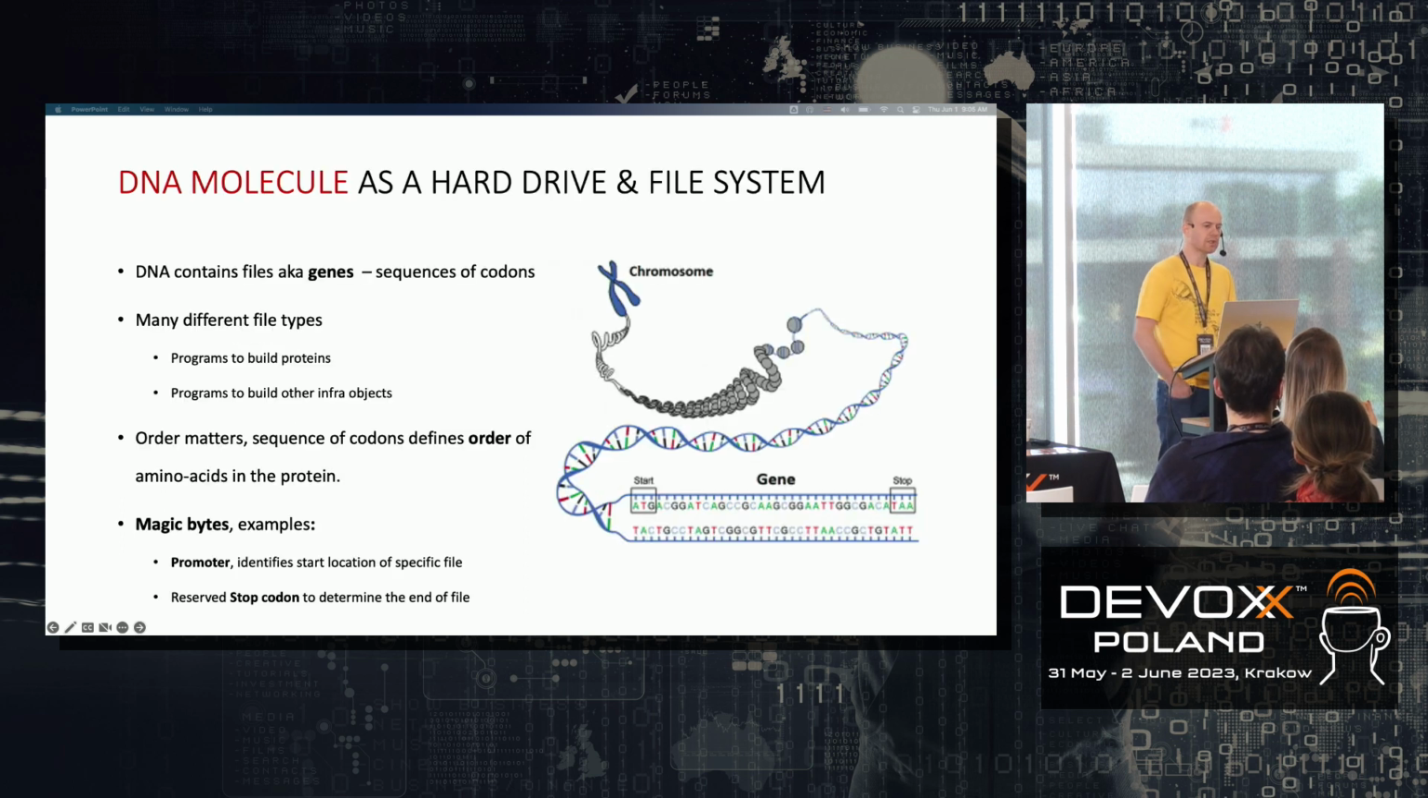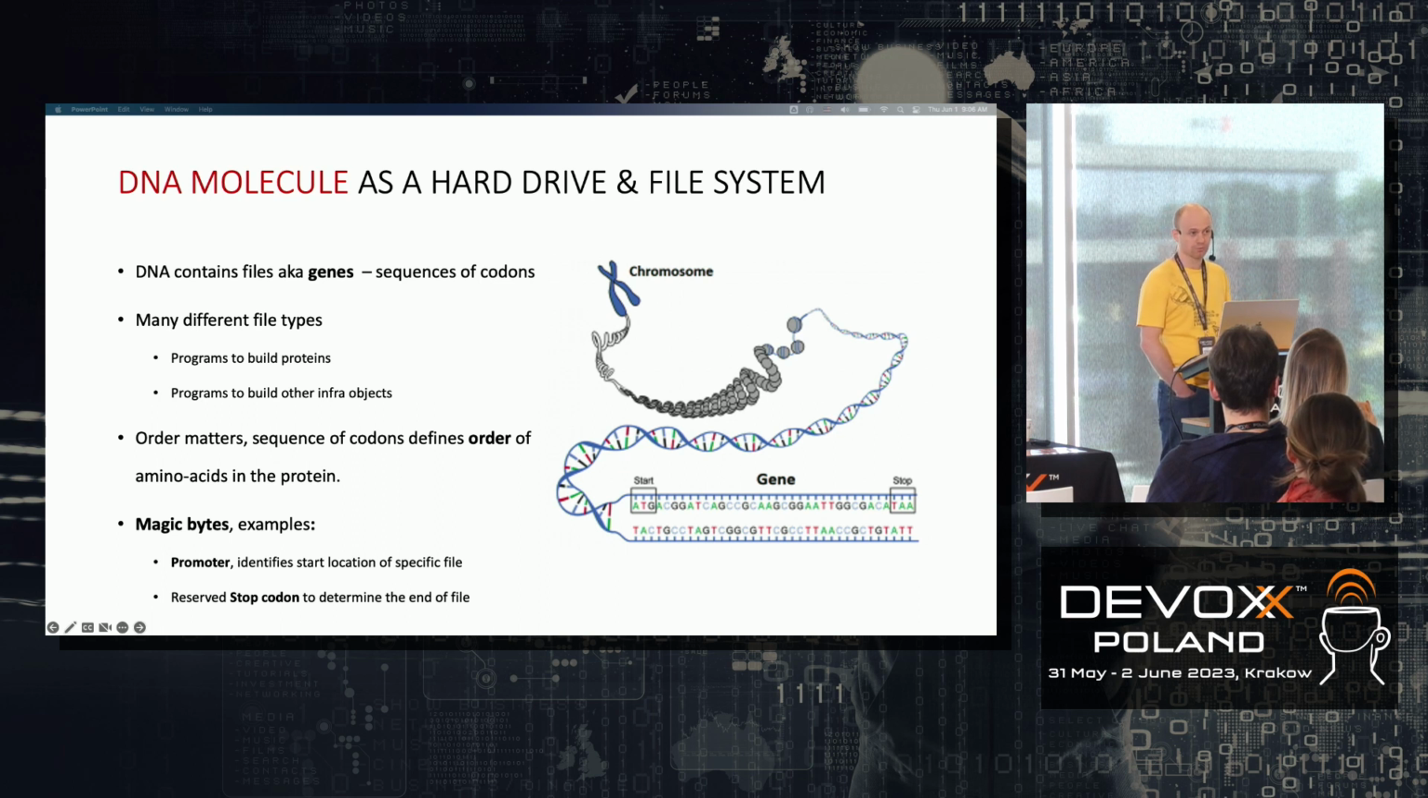So the DNA molecule is our hard drive and a quite sophisticated file system. If you ever faced parsing binary files, you might find some similarities with what nature is doing when loading and reading information from DNA. DNA is a molecule which is a hard drive and file system. It consists of files. Literally, it has files called genes. Those files are a sequence of codons, and those codons are instructions to build different things, for instance, our protein. And order here matters. The sequence of codons defines the order in a protein molecule.